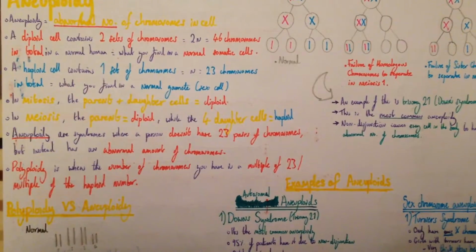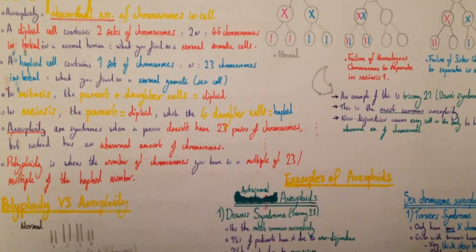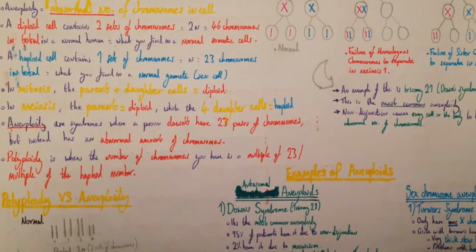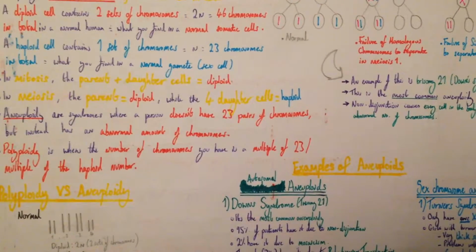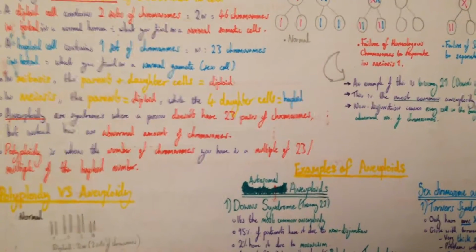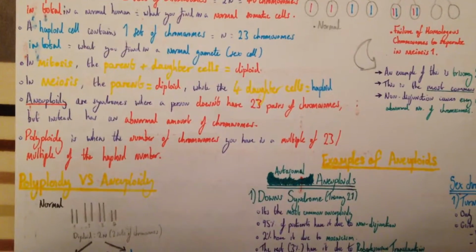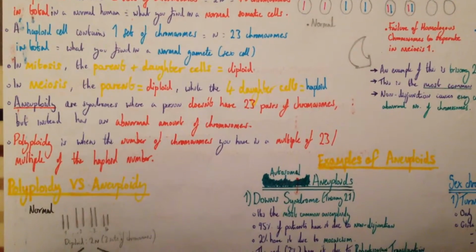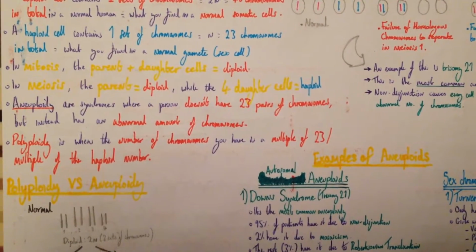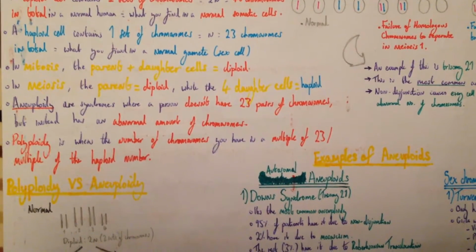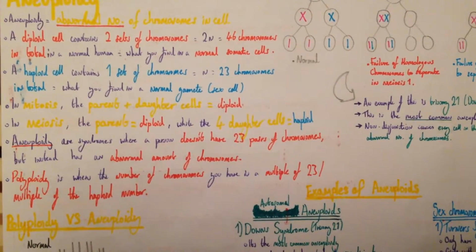In mitosis, the parent and the daughter cell are diploid. In meiosis, the parent is diploid while the four daughter cells are haploid. That's so important. Easy peasy. So, aneuploidy are syndromes where a person doesn't have 23 pairs of chromosomes, but instead has an abnormal amount of chromosomes. As we said at the top, aneuploidy is an abnormal amount of chromosomes.